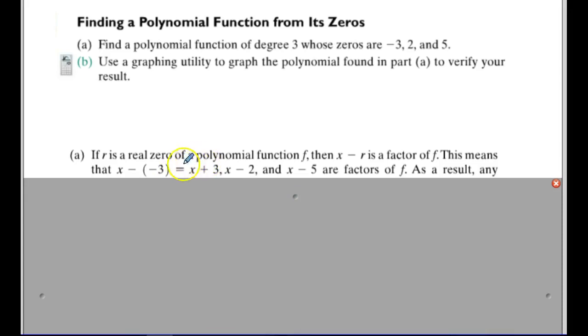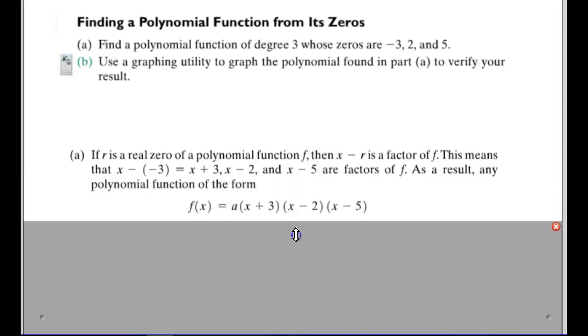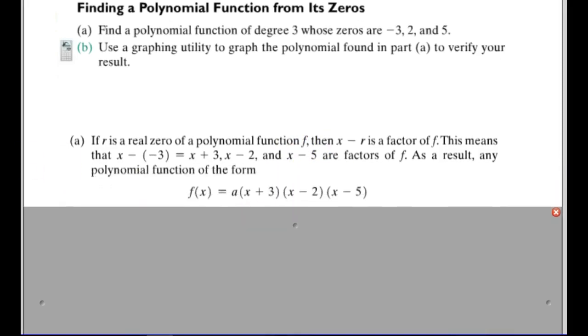So I know I'm going to have factors of x plus 3, right, because I have x minus r, and that r was a negative 3. So I've got x plus 3, x plus minus 2, and x minus 5. So I know those are all factors. So I know when I'm dealing with factors, I can multiply them all together to get my real function.